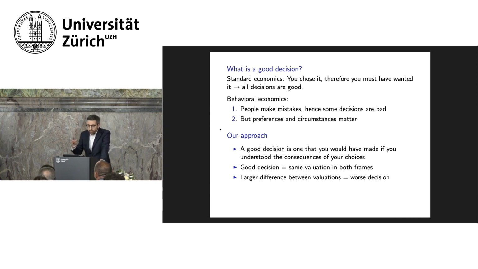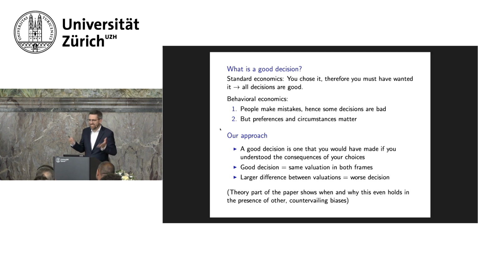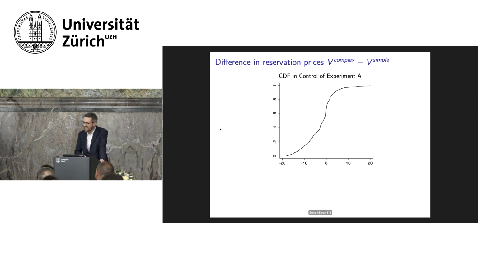The larger the difference we see in what people tell us is the amount of money today that is equivalent to the future prospect, the larger the difference across the way we ask the question, the worse the person's decisions are. And if you're an economist, you're now going to have lots of questions: how robust is this, and what are the theoretical underpinnings? That's all in the 100 pages of the paper. I'm not going to go through that. Instead, I'm showing you the results.